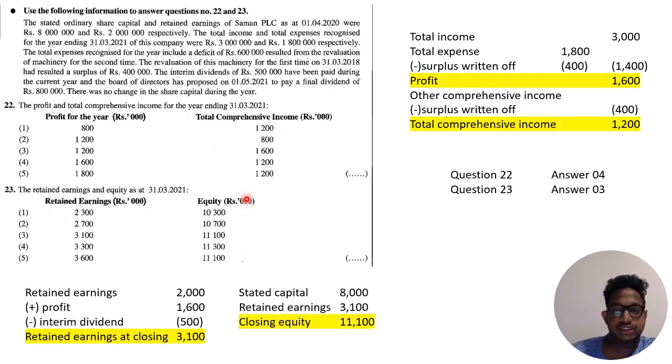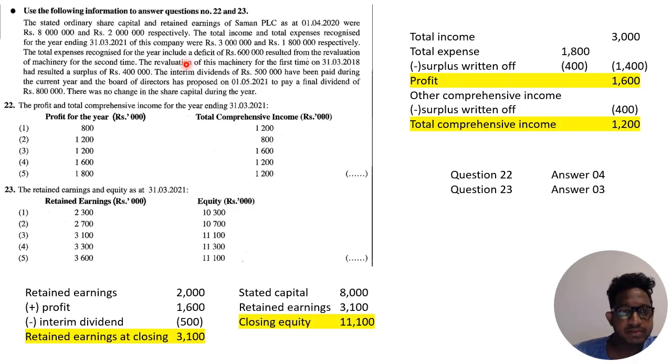Here it's a bit of a case. They're asking question number 22 and question number 23 from these cases. So in question number 22, they're asking the profit, the total comprehensive income, the retained earnings and the equity. මම මේ ඔක්කොම එකට තමයි මේක දාලා තියෙන්නේ. So here the opening ordinary share capital and the retained earnings are given as 8 million and 2 million. And the total income and expenses recognized for the year are 3 million and 1,800. And the total expenses recognized for the year include a deficit of 600 resulting from the revaluation of machinery.